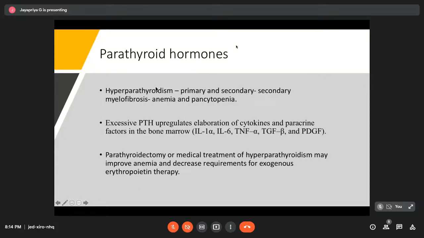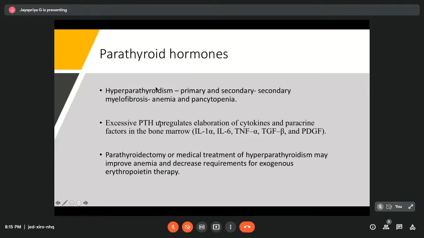Coming to parathyroid hormones, both primary and secondary hyperparathyroidism are known to cause fibrosis of the marrow, known as secondary myelofibrosis. So because of myelofibrosis, it can result in anemia and pancytopenia.